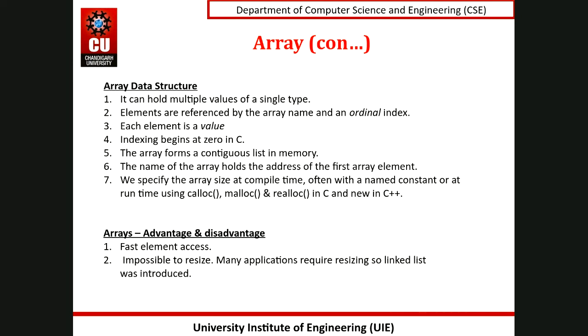We have seen this. The indexing in case of C++ or C starts from 0. The indexing of the array starts from 0 and it goes up to n minus 1 if there are n elements in the array. Array can hold multiple values but of same type. They cannot be of different type.